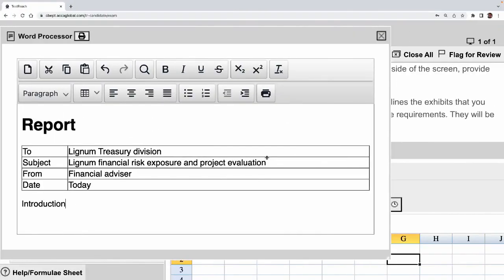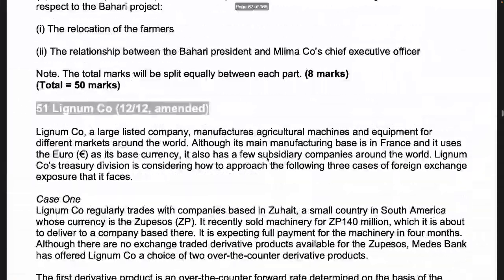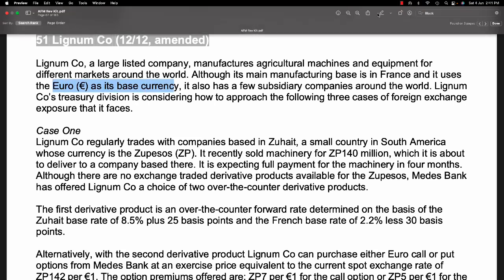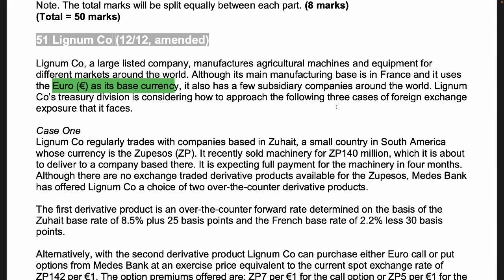Now let's have a quick read of the case study. The case study should be small. Remember, case studies in this paper are not that big. Lignum is a large listed company that manufactures agriculture machines and equipment for different markets around the world. Although its main manufacturing is based in France, it uses the euro as the base currency. Euro is its base currency, that means functional currency. Make a note, it's a functional currency. It also has a few subsidiary companies around the world. Lignum's Treasury Division is considering how to approach the following three cases of foreign exchange exposure that it faces.